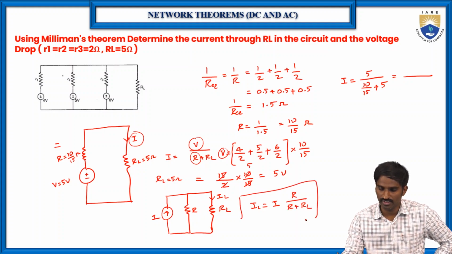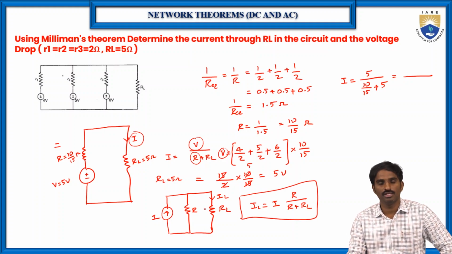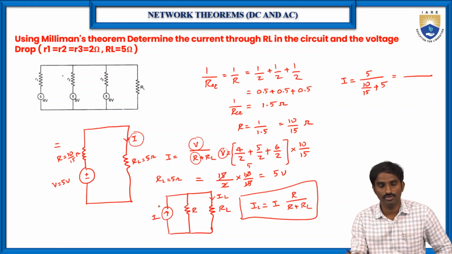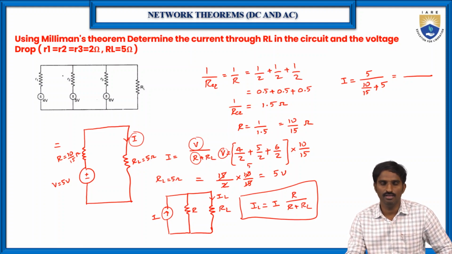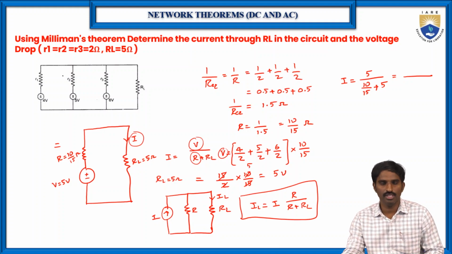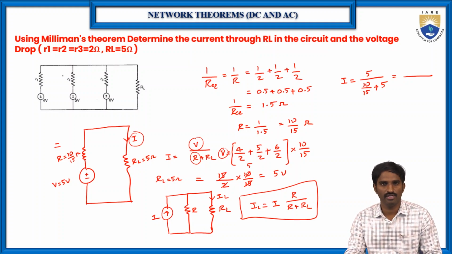So this is the way to find the current flowing through the load resistance if the circuit has current sources with their internal resistance connected in parallel, right? So now by using this procedure we can apply Millman's theorem for any given circuit to find the current flowing through the load resistance.